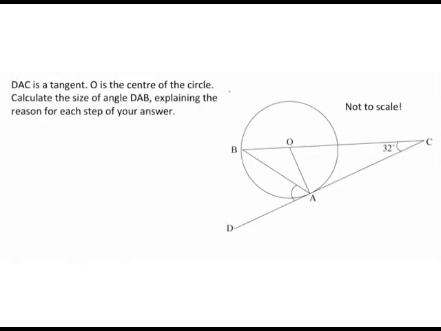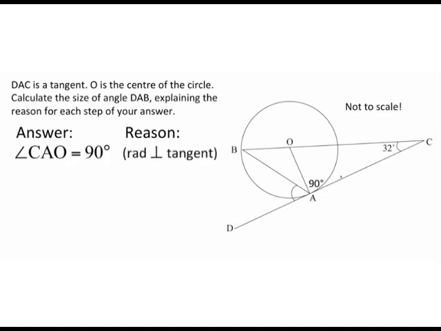Now, in this question, the line DAC is a tangent to the circle of center O. We are required to calculate the angle DAB, giving reasons for each step. Now in an exam, you need to write your answer and give reasons for it. Otherwise, you'll only score half the marks, even if the answers are correct. So the first angle we can see is CAO, and that is 90 degrees, because it is between a radius and a tangent. So CAO is equal to 90 degrees. Reason being, radius is perpendicular to tangent.